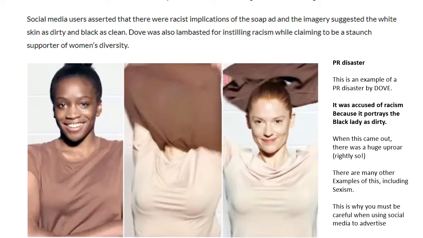So this example is by the brand Dove. Dove was accused of racism because what this portrays is that the black lady on the left is dirty, so that when she takes her top off in the middle picture, she appears as a white person on the right who is being seen as clean. So this is a clear example of racism within a PR.